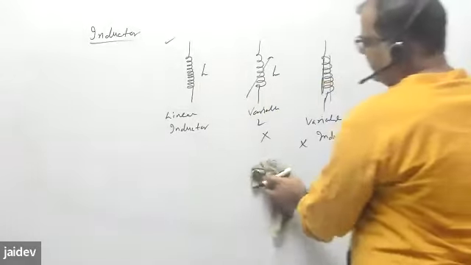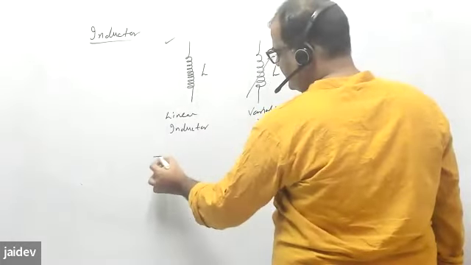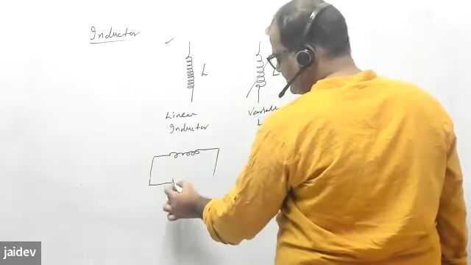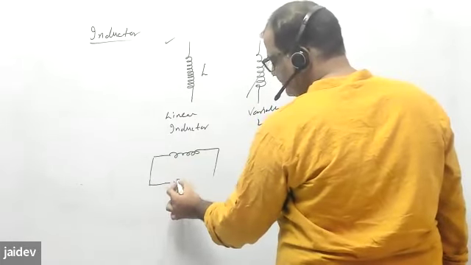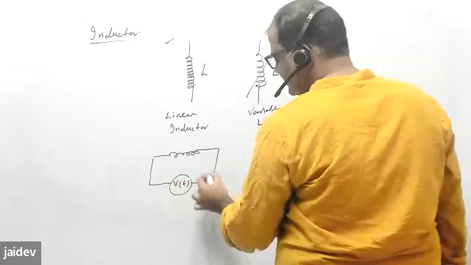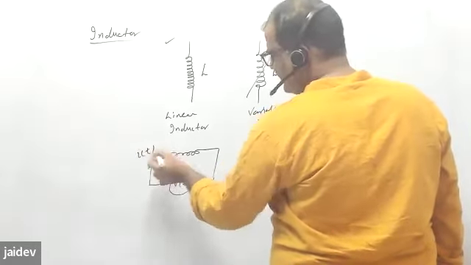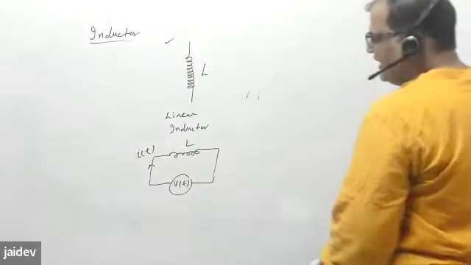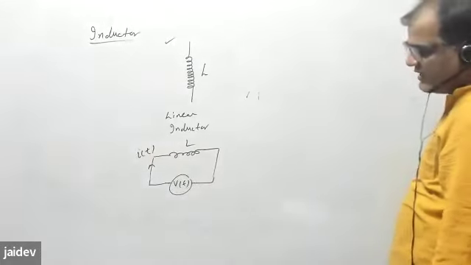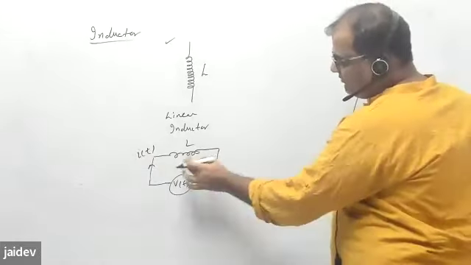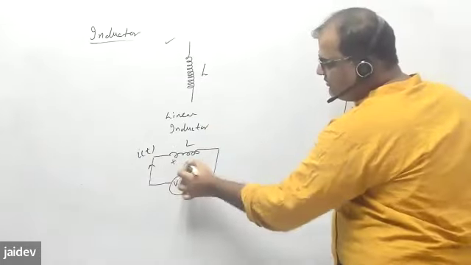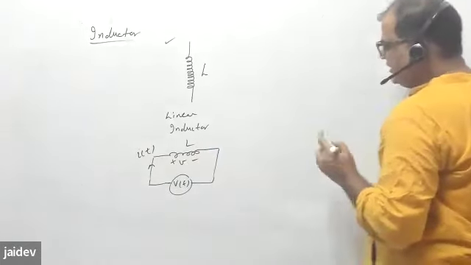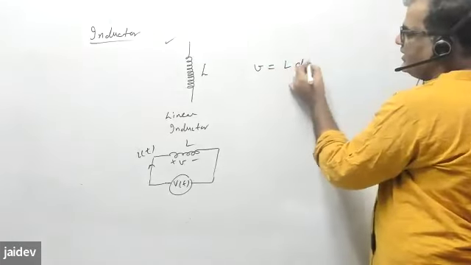Now, what happens when you apply a voltage to an inductor, or when current flows in the inductor? Suppose you are applying a time dependent voltage here. So, a time dependent current is flowing across this L. The property of L is that it will resist the change of current. So when I is changing with time, a voltage will develop across the inductor, which will try to nullify this effect. And this voltage is given by L di by dt.